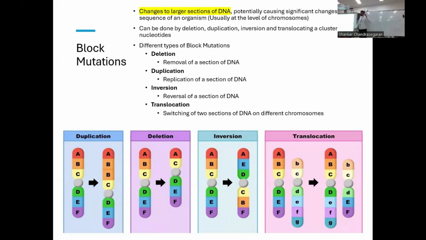Right? So now that we've looked at point mutations, which are mutations happening in a specific part of your cell, let me just make sure I know how many slides are left. All right, we're almost done.